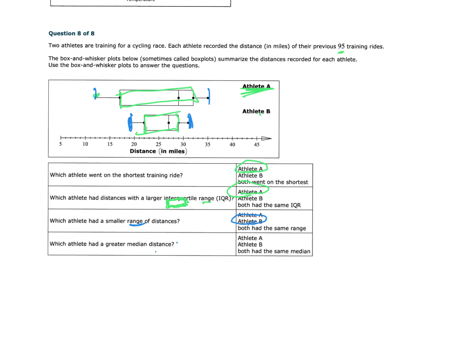Which athlete had a greater median distance? So for the median, all we're doing is looking for the middle, whichever one's in the middle. So you can see those two. Athlete B's median, he usually did 27 miles. Athlete A normally did about 29 miles. So athlete A is bigger. Okay, that's interpreting the box and whisker plot.